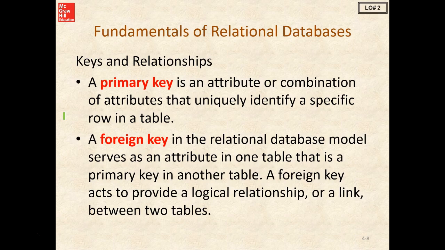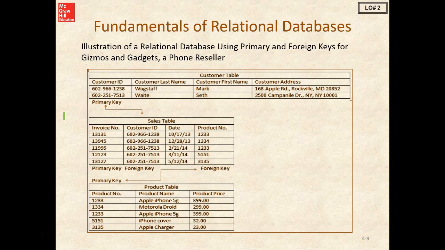So we have the keys and relationships. The primary key is going to be an attribute or combination of attributes that uniquely identify the specific row. We'll take a look at an example of this in a second. The foreign key in the relational database model serves as an attribute in one table that is a primary key to another table. This is how we're going to link the tables together or associate them. A foreign key acts to provide a logical relationship or link between two tables.